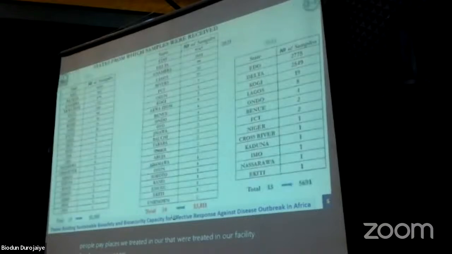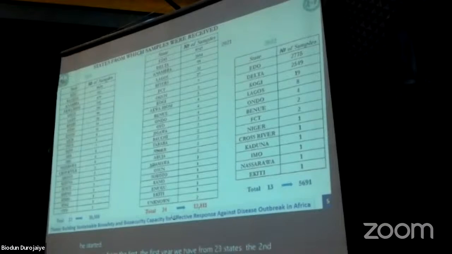The results we have from our PCR laboratory show a very good status, with samples coming from a lot of states in Nigeria because we were the first to start diagnosing COVID when it started. In the first year we had samples from 23 states. The second year we had them from 24 states. And the third year we had them from only 13 states. This is because a lot of labs have been established as the years went by.